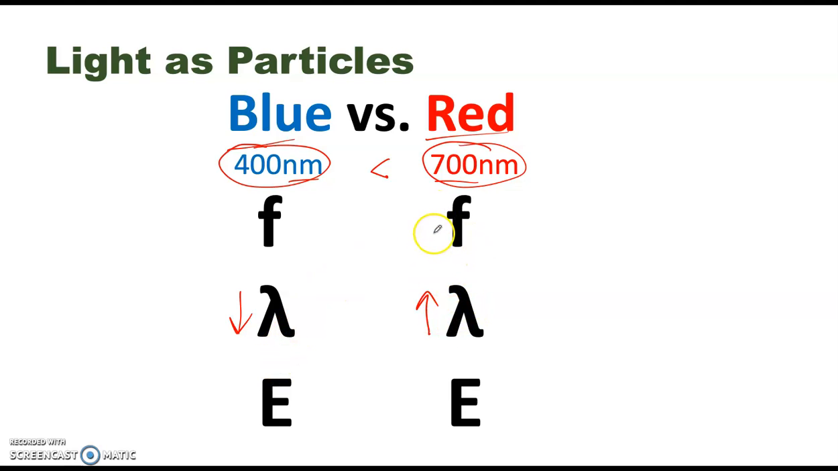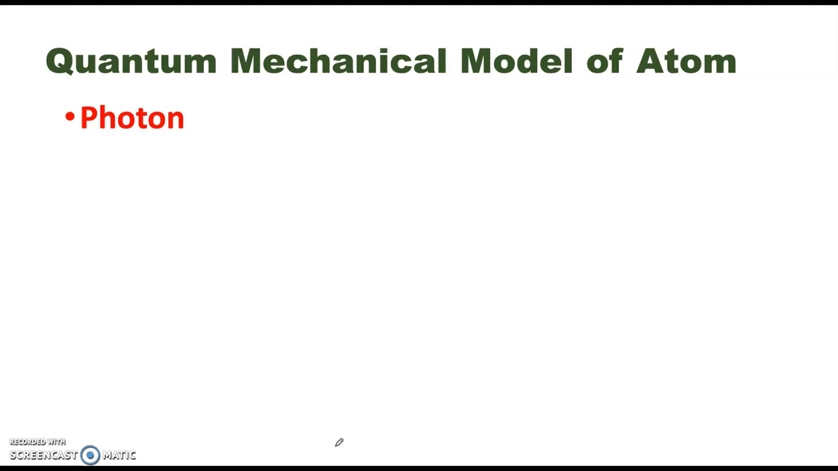So because red has a longer wavelength, it has a lower frequency. It also has a lower energy. Blue, because it has a shorter wavelength, has a higher frequency and a higher energy. So you need to know that blue light has more energy than red light. And that's going to come back in this video. Blue light, higher energy. Blue is better. There you go.